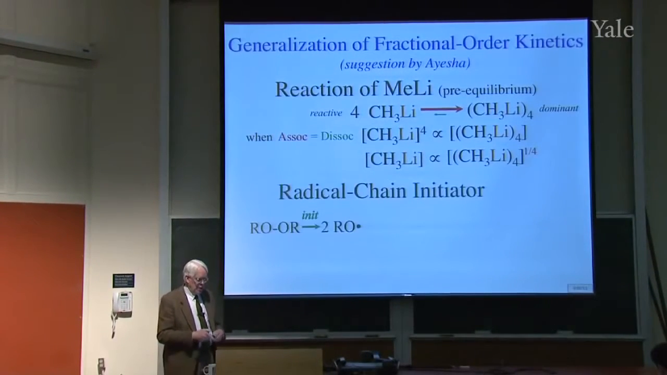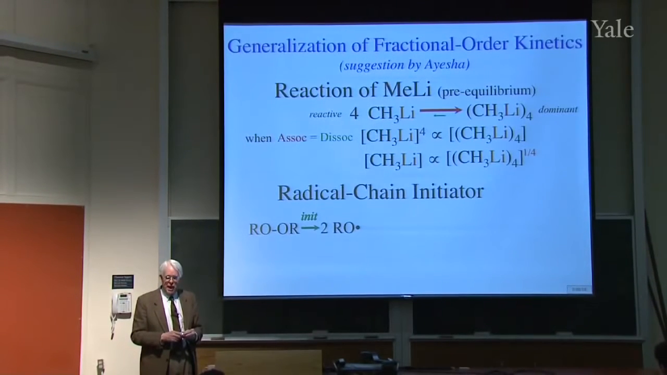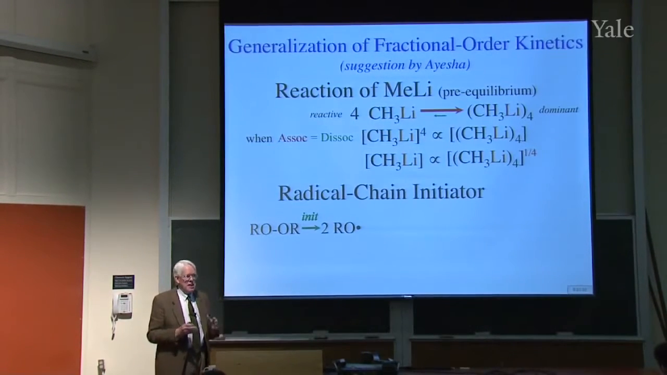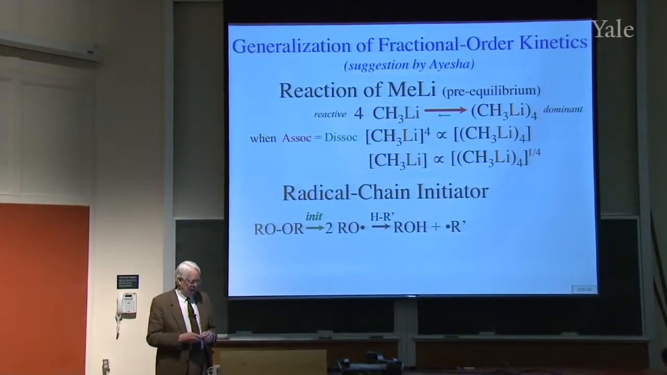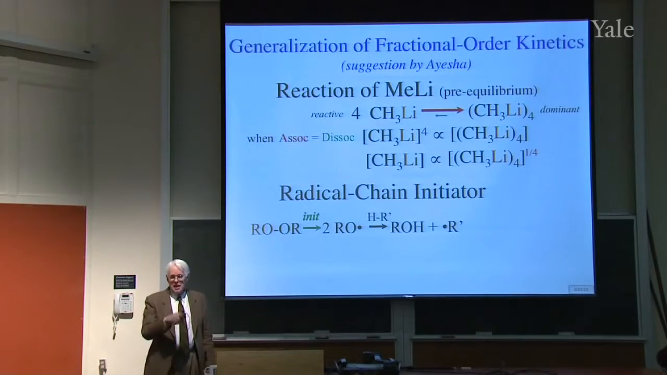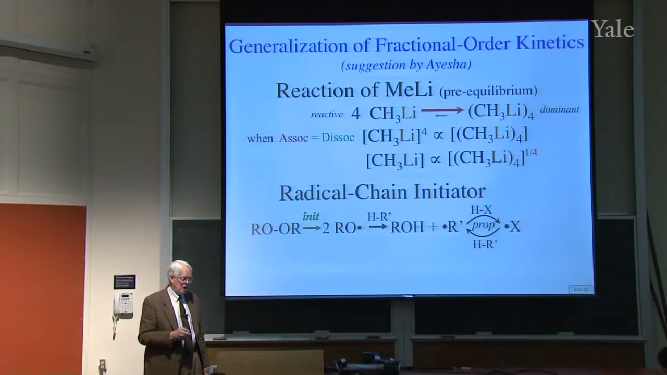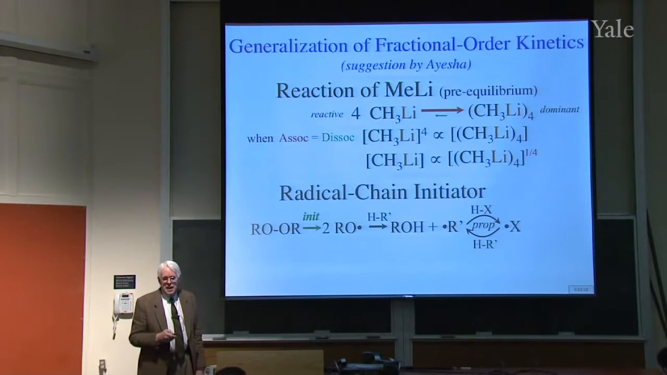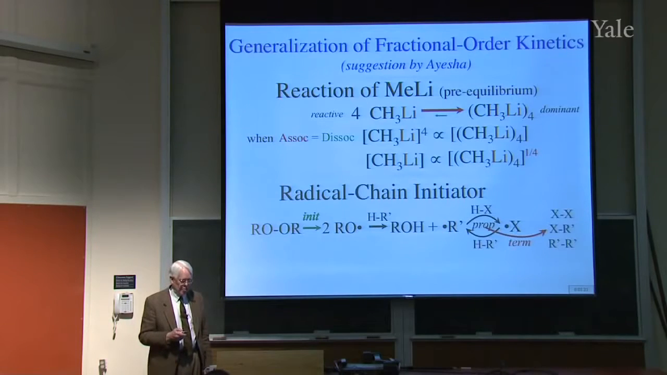But what Aisha pointed out is this seemed to be similar to the case of a radical chain initiator, which also had a fractional order. Remember, the idea was that the initiator breaks to give two radicals. Then the radical abstracts a hydrogen to give the radical, which is part of the cycling mechanism in the radical chain, the propagation steps of the free radical reaction. But ultimately, the machines are destroyed by two radicals getting together in the termination process, either forming XX or X with R or R with R.